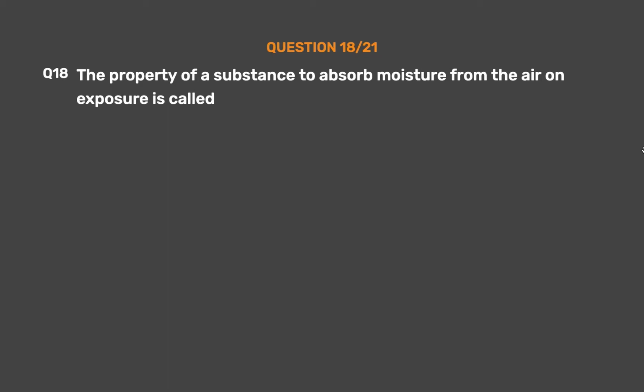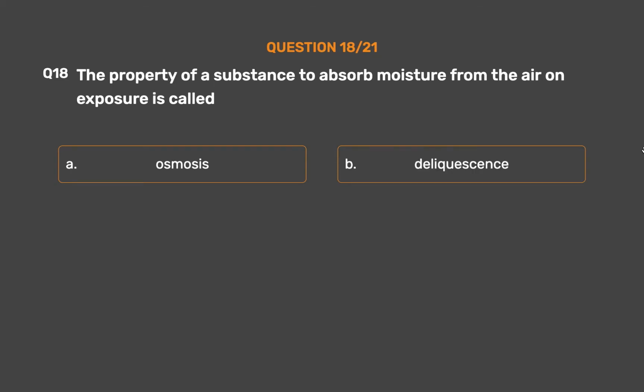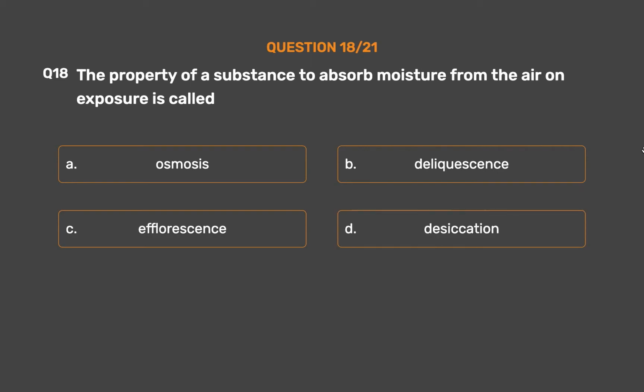Question number 18. The property of a substance to absorb moisture from the air on exposure is called option A, osmosis. Option B, deliquescence. Option C, efflorescence. Option D, desiccation.